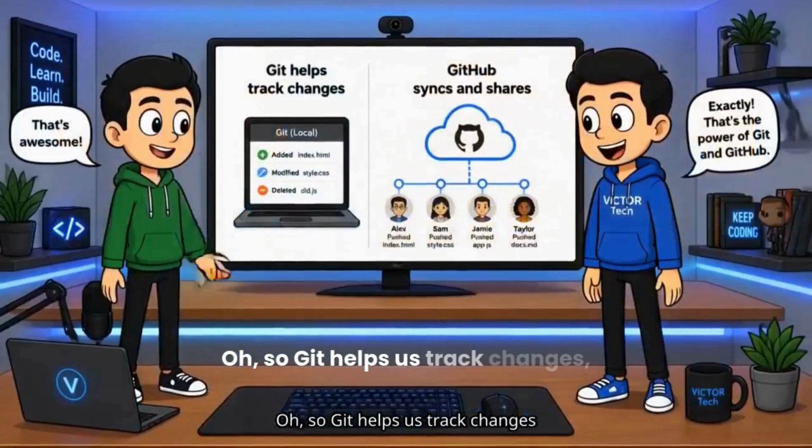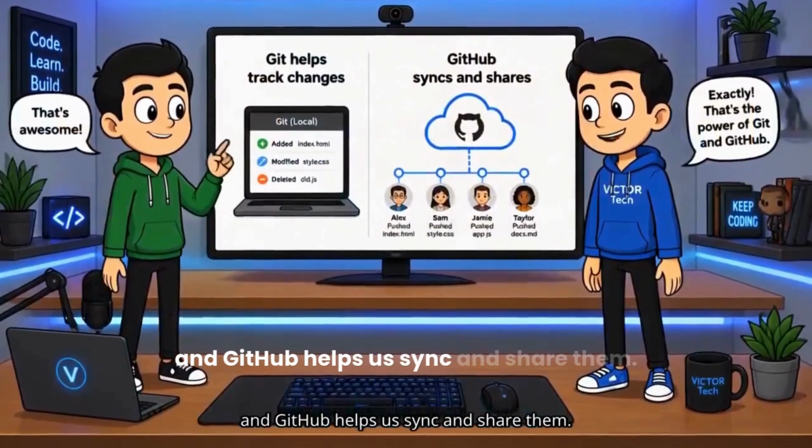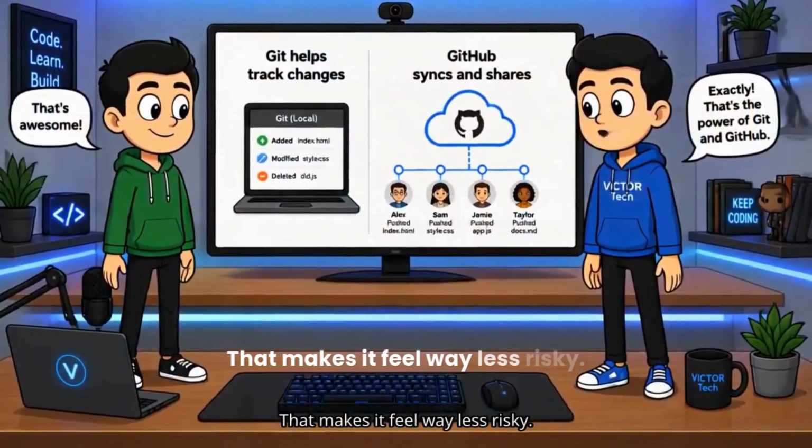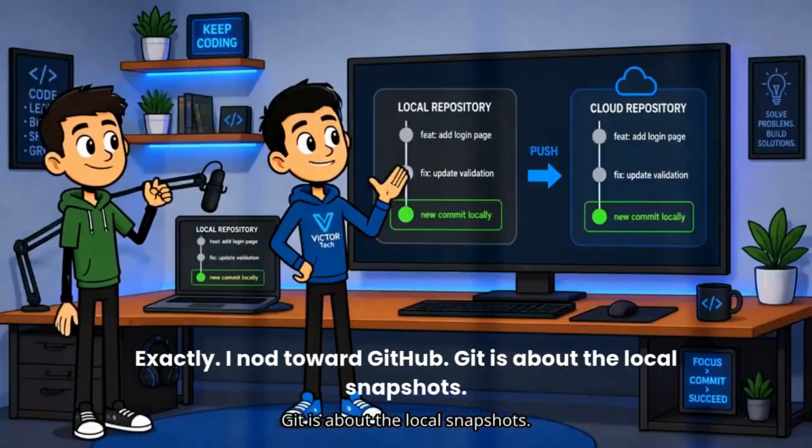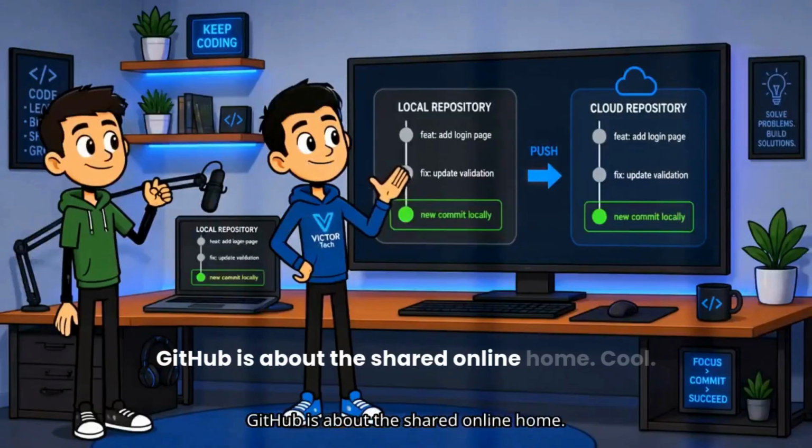Oh, so Git helps us track changes and GitHub helps us sync and share them. That makes it feel way less risky. Exactly, I nod toward GitHub. Git is about the local snapshots. GitHub is about the shared online home.